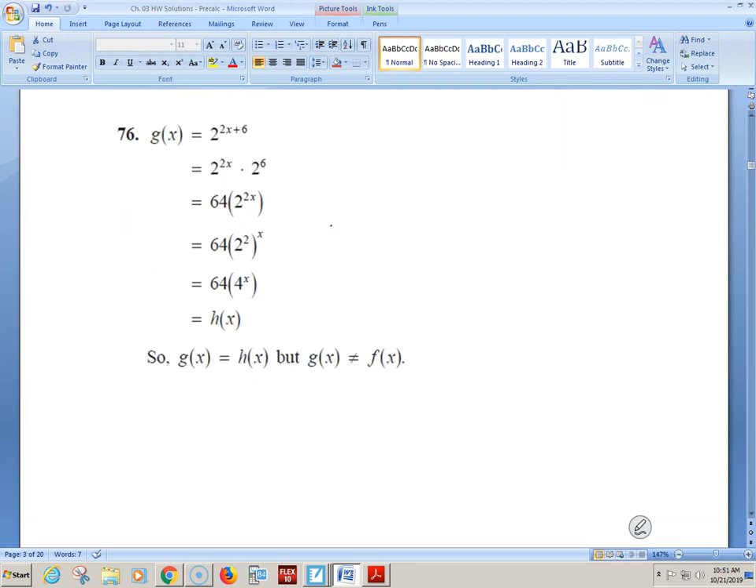76 was a bonus, though, and the key to the bonus was knowing that addition of exponents comes from multiplication of like bases. It's doing the exponent rules backwards. Then all of a sudden I can go ahead and say, oh hey, I know who that is, it's 64. And I can rewrite this as a base of 4 instead of a base of 2.